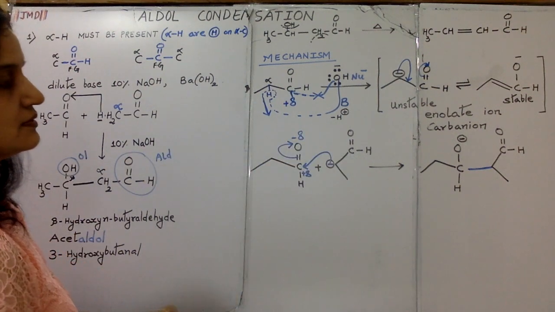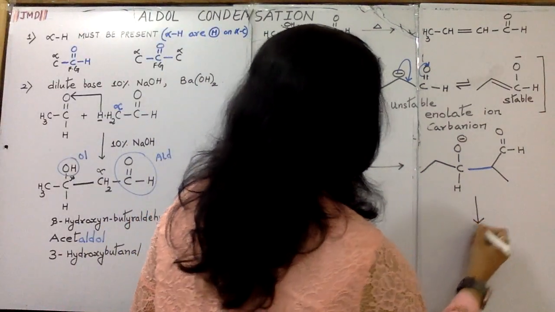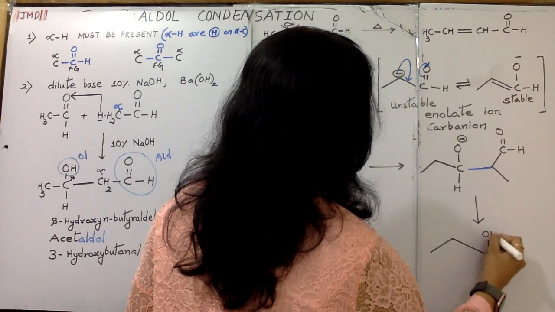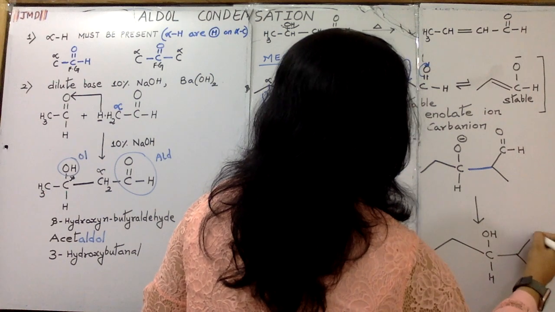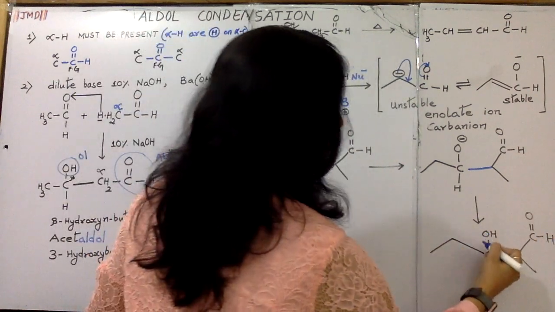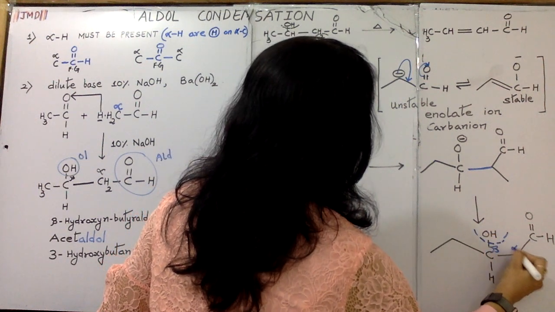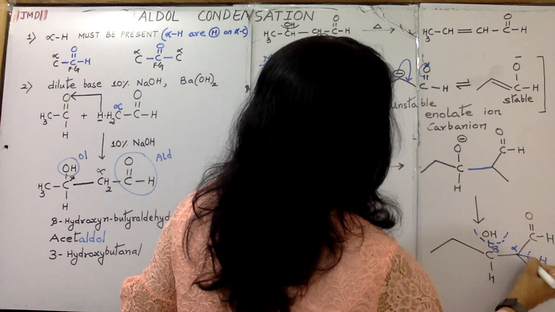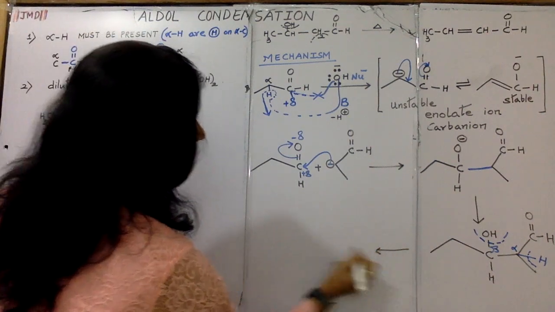Protonation. That's all. So finally the product will be simply protonation like this. See, OH, and like this, and C double bond OH. And then from the beta carbon the OH goes, and from the alpha carbon, where there is an H also, the H goes. And so we get the product.